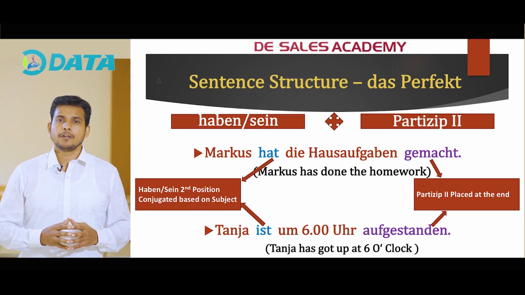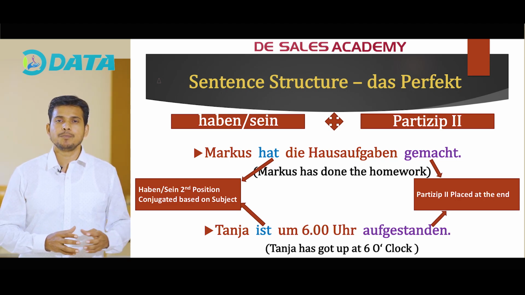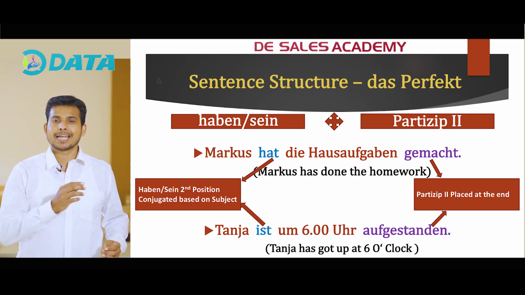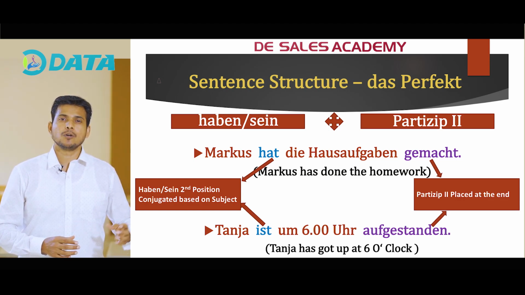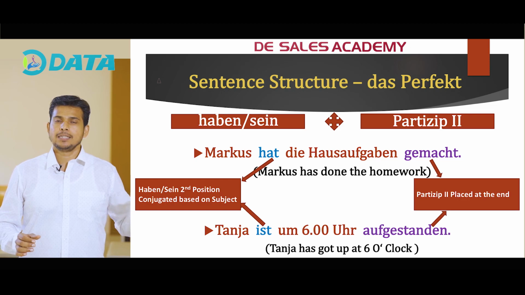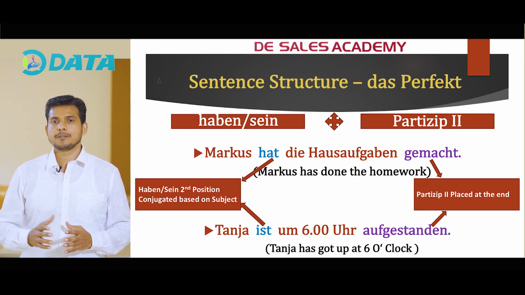In the given example, we have used the Partizip zwei form of the verb machen, and it is placed at the end of the sentence. Since the verb machen does not show any movement, we have used the haben form, and haben is placed in the second position. So haben is conjugated according to the subject Markus. Markus hat die Hausaufgaben gemacht. The different forms of the verb machen are: machen, the present form; machte, the Präteritum; and the Partizip zwei form, hat gemacht. Let's look at the second example.